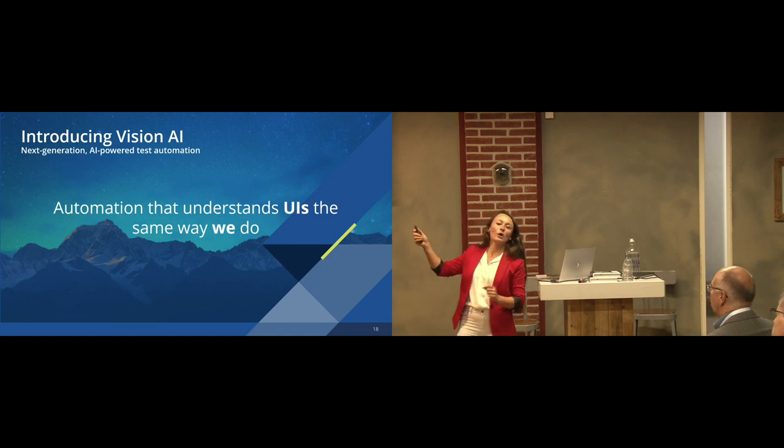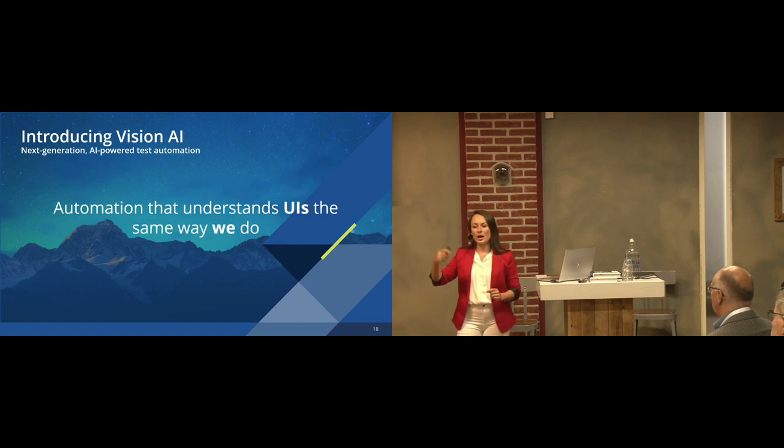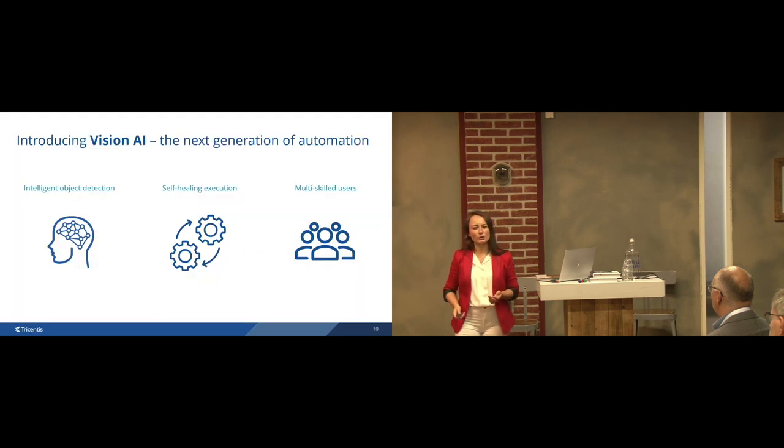Well, this is how Vision AI emerged, okay? So Vision AI is our next generation AI-powered test automation engine in Tosca. And what it does is that it automates UI applications, remote and virtual desktop applications, cloud-native applications, and even simple design and mock-ups before any code is written. Okay, good, but let's look into it. How does that actually work?